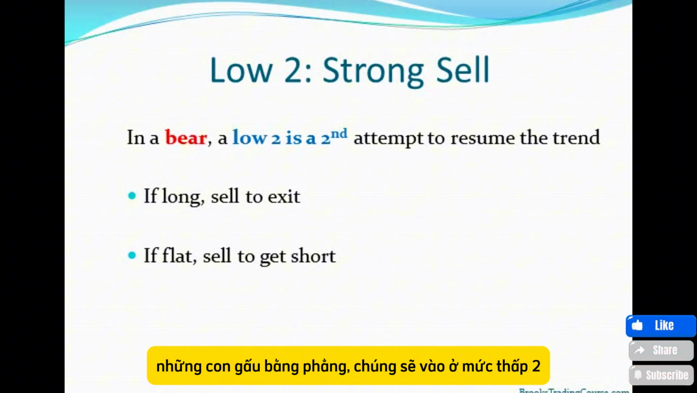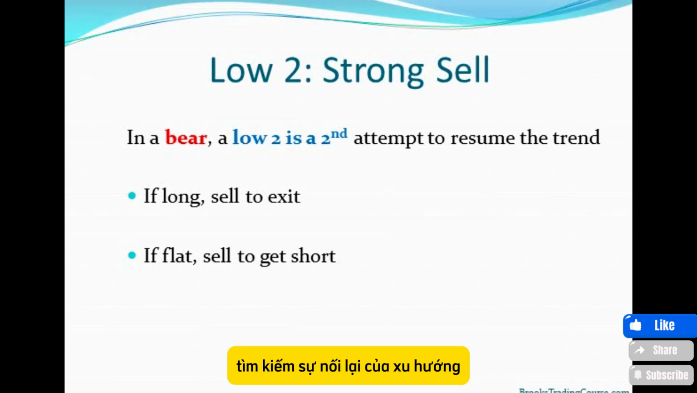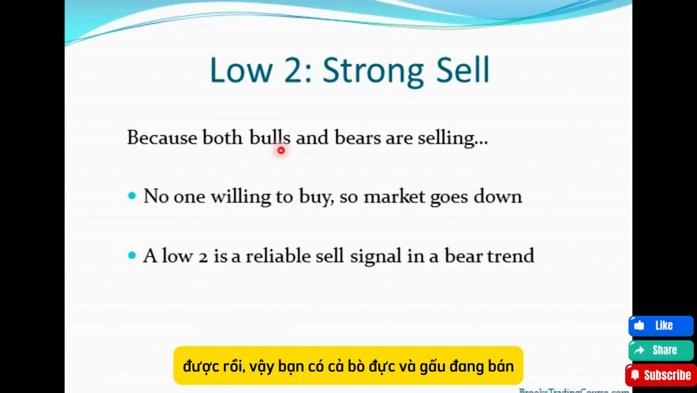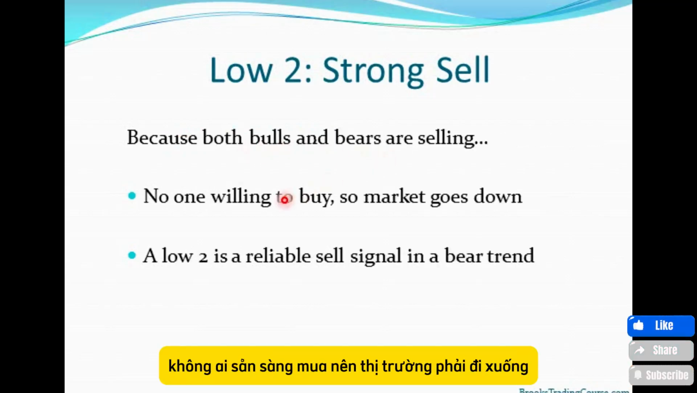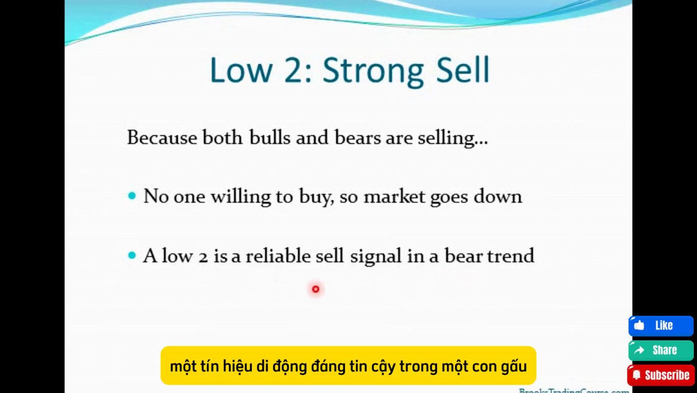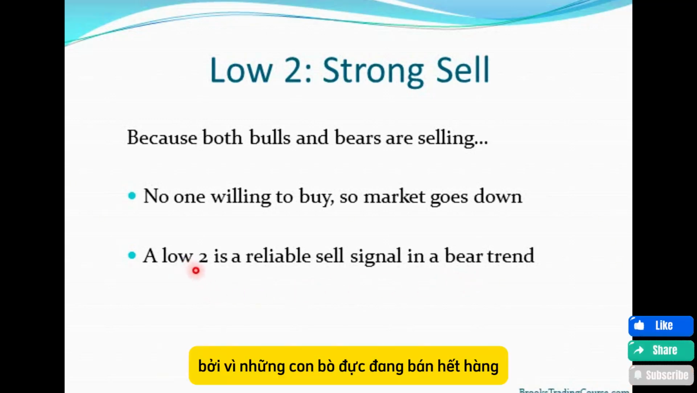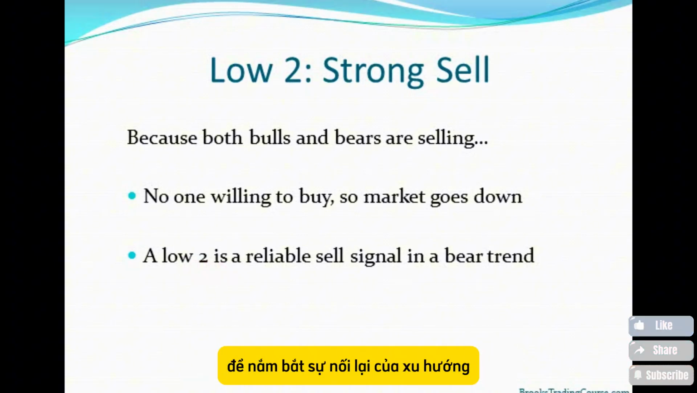Bears who are flat, they'll enter on the low 2 looking for a resumption of the trend. Okay, so you have both the bulls and the bears selling, no one willing to buy, so the market has to go down, and that makes a low 2 a reliable sell signal in a bear trend, because the bulls are selling out of their longs and taking their losses, and the bears are selling to capture the resumption of the trend.